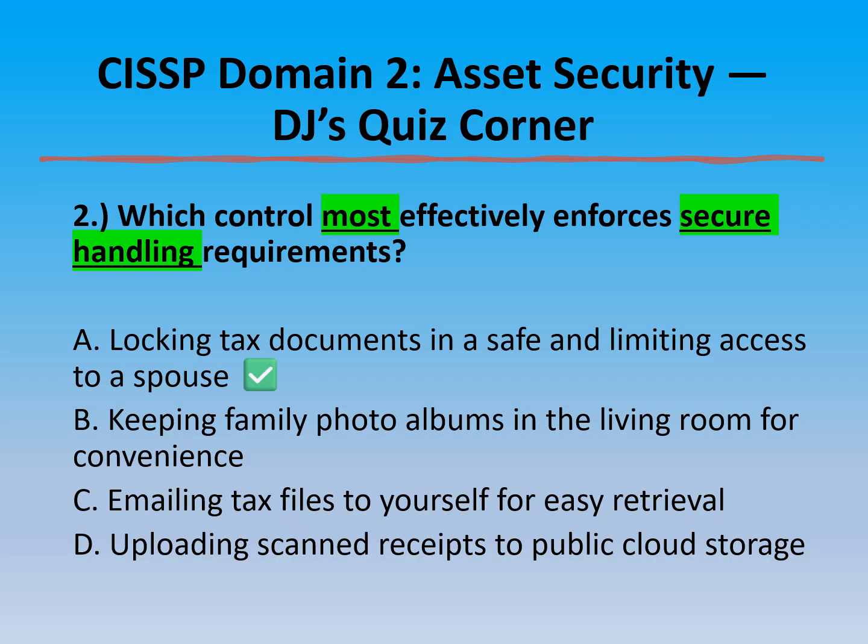The correct answer is A. Locking tax documents in a safe and limiting access to a spouse. Handling rules must follow classification. A enforces confidentiality through physical security and role-based access. Answers B through D ignore sensitivity or expose confidential data.